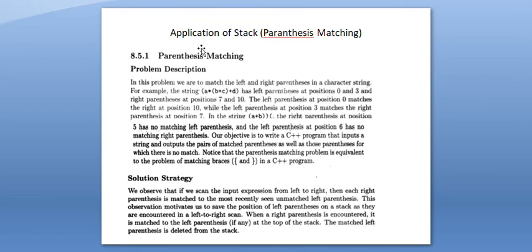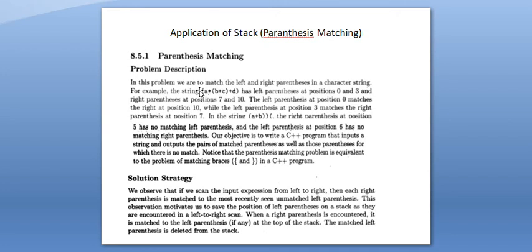So the objective of this program, parenthesis matching, is that as you encounter a left parenthesis, it has to be pushed onto the stack. Scan the string from left to right and place all the left parentheses you come across onto the stack using the push operation. Whenever you encounter a right parenthesis, grab the top content of the stack using the top function, and that has to be matched with the right parenthesis. For grabbing the data from the stack, we will be using the pop function.